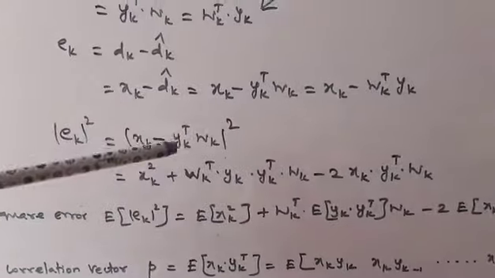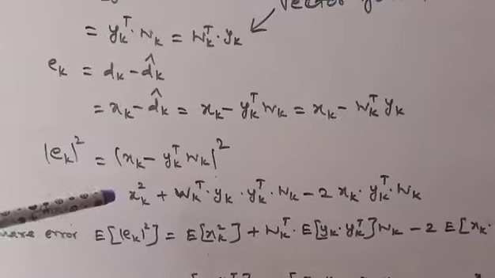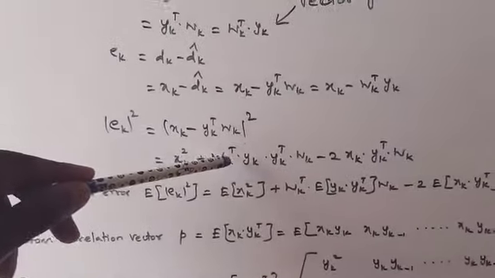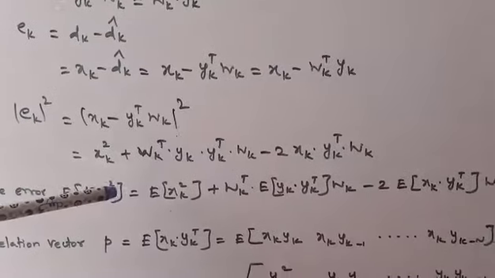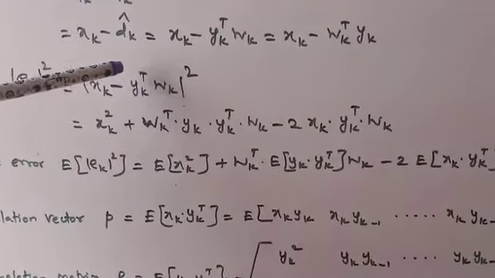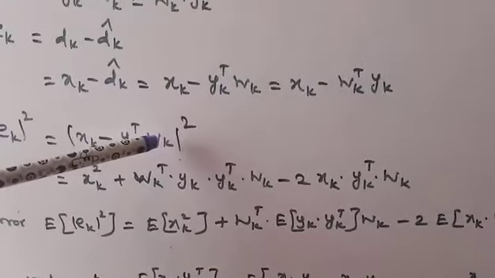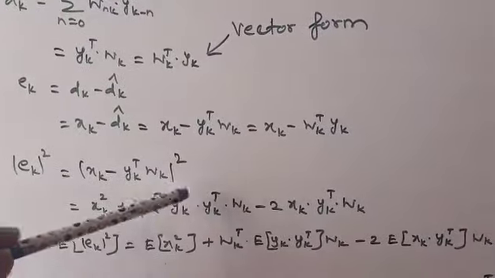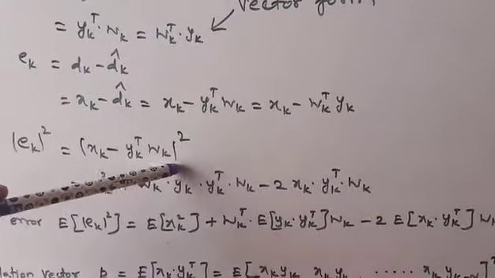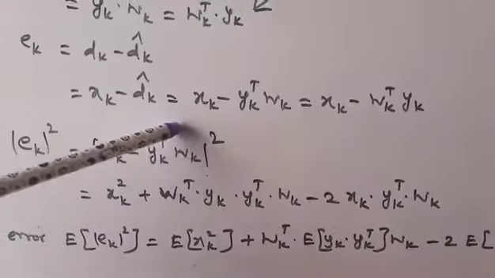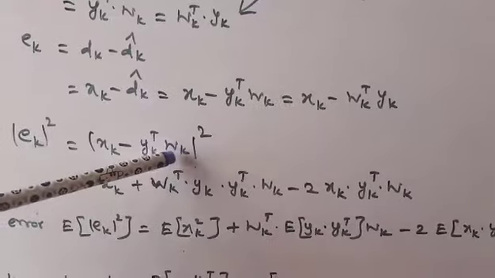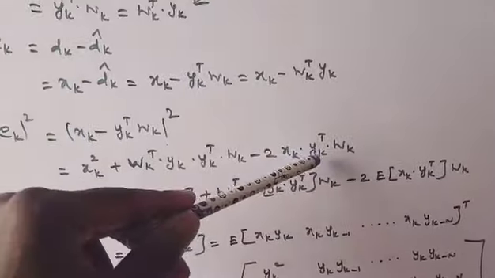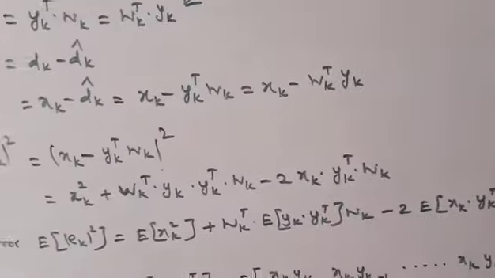This is similar to (a minus b) whole square. So therefore we apply that form, a square plus b square, where a square is xk square. Since this is a matrix multiplication, the square of Yk transpose Wk is written as Wk transpose into Yk transpose into Wk. Then only the product of these matrices will give the square of this Yk transpose into Wk. Minus 2ab. So a is xk, b is Yk transpose into Wk.